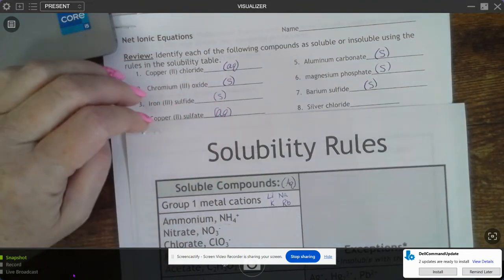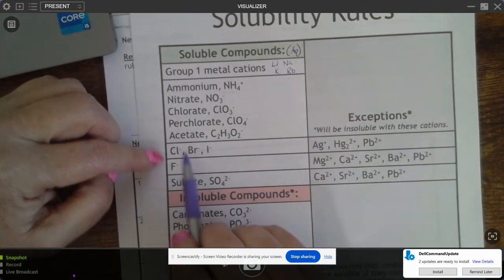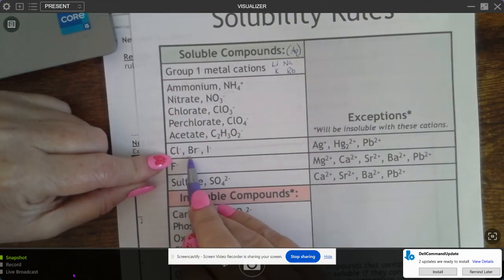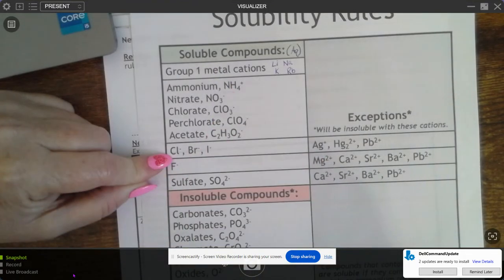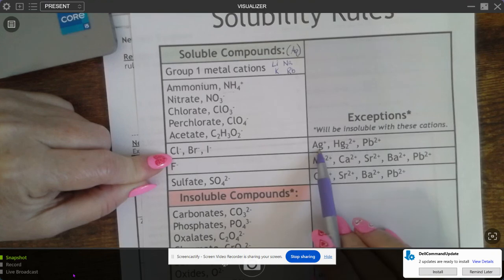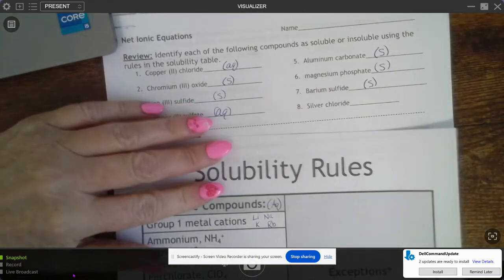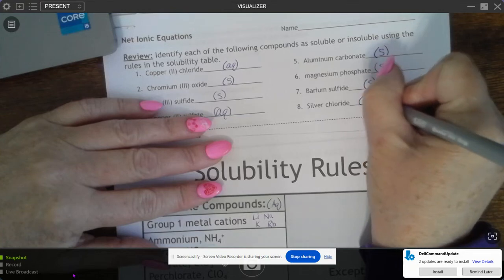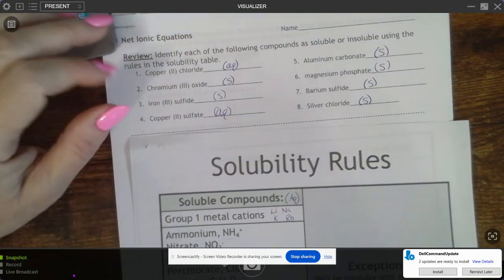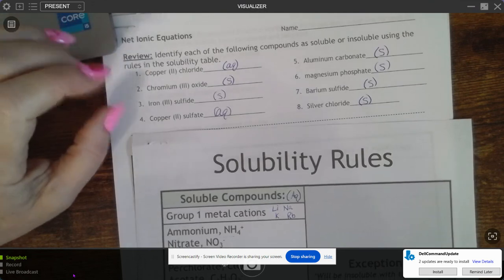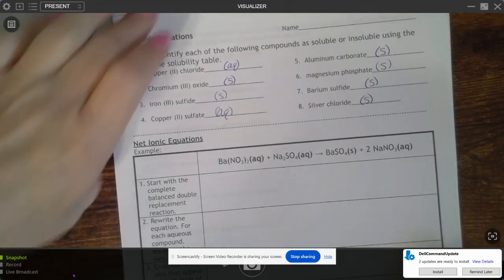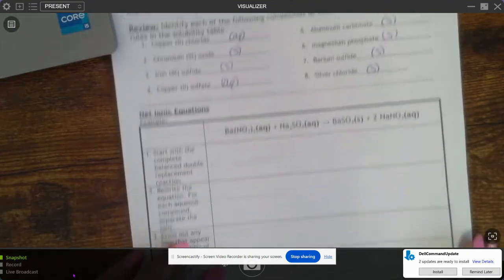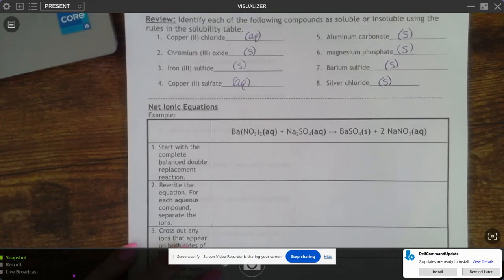And then the last one is silver chloride. Notice up here on our soluble compounds, chloride, bromide, iodide are all soluble except when they're with silver, mercury, or lead, which means silver chloride is going to be insoluble. It's going to form a solid precipitate. It's not going to dissolve in water. That was just a little practice in remembering how to use that solubility table. What we're going to talk about today are net ionic equations.